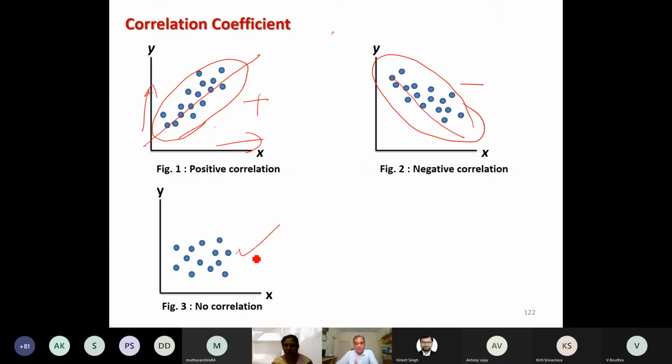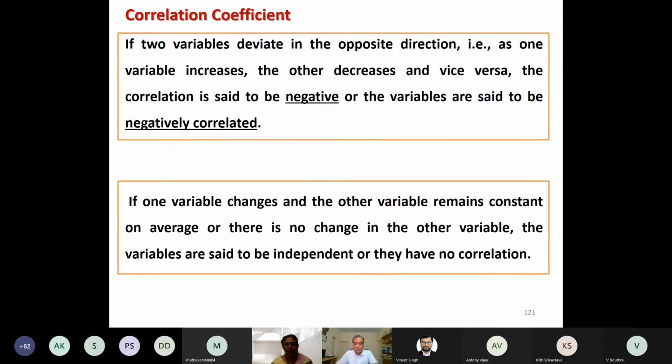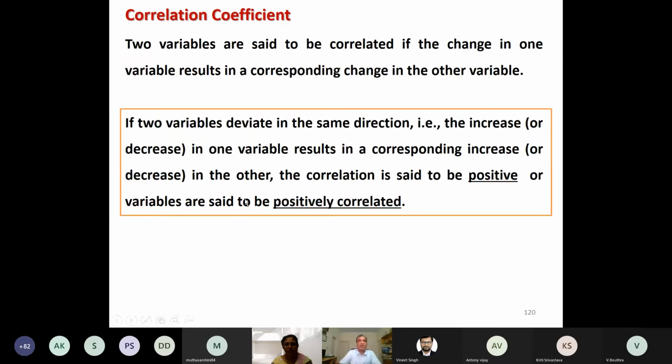And in this case, you can see that when you increase x, there is no clear relationship with y, whether y is being affected by x or not. So we say that there is no correlation. Based on this, we use the concept of correlation coefficient. There are two things to keep in mind. One is the sign, which indicates the direction of the relationship, and second is the magnitude. What do I mean by magnitude? I will try to explain.